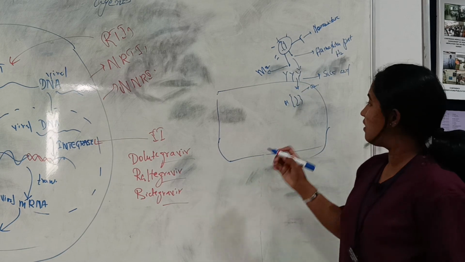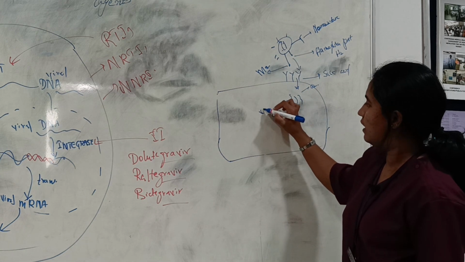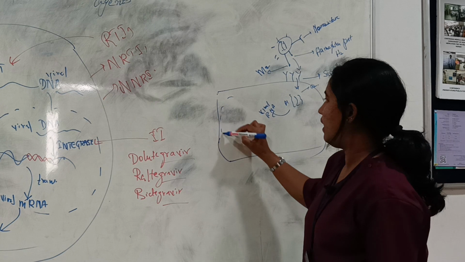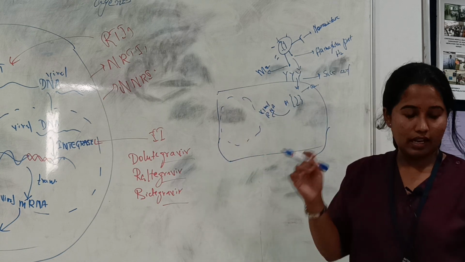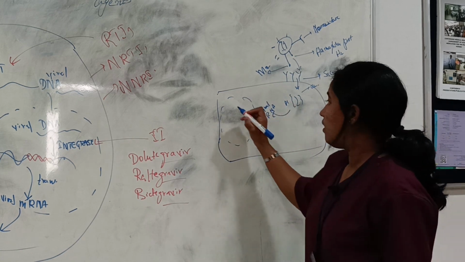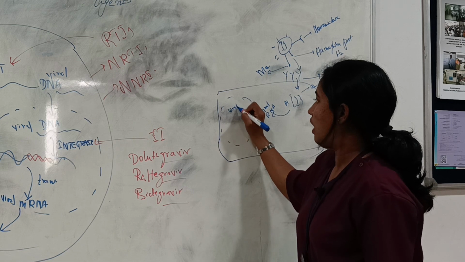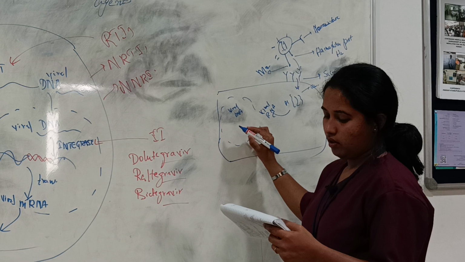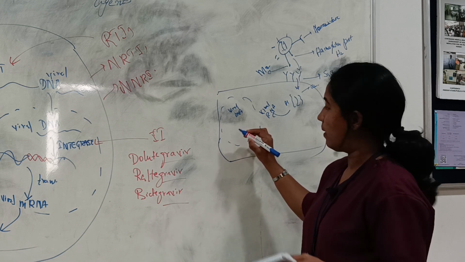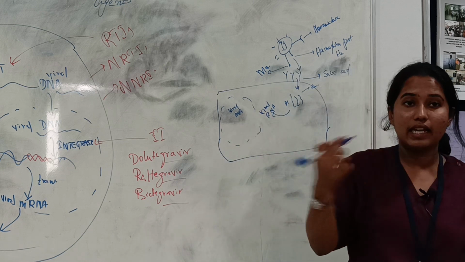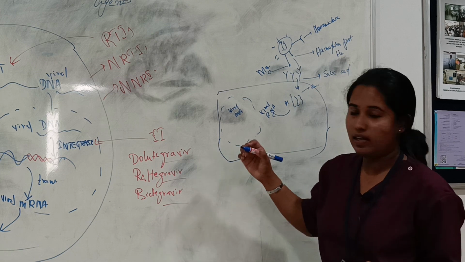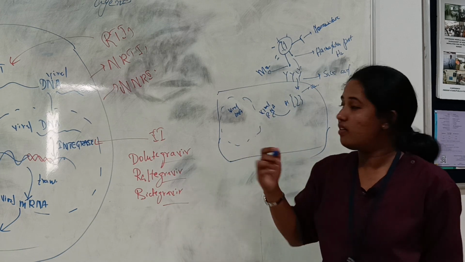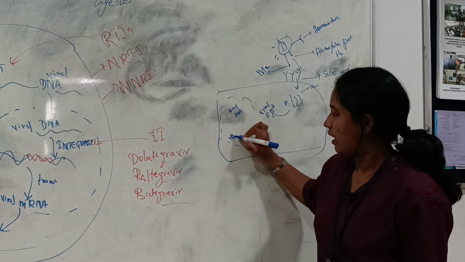After that, this enters. Now this is viral RNA. As usual, it enters into the nucleus of the human cell. Then in the human cell, this viral RNA gets converted, and inside this nucleus we have human mRNA.